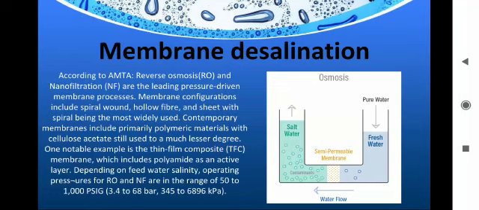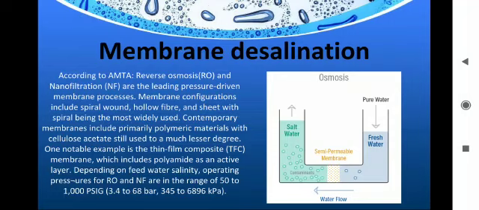Now we will discuss membrane processes. According to the AMTA, reverse osmosis (RO) and nanofiltration (NF) are the leading pressure-driven membrane processes. So the most used membrane desalination processes are reverse osmosis and nanofiltration. Membrane configurations are spiral wound, hollow fibers, and sheets, with the spiral wound being the most widely used.